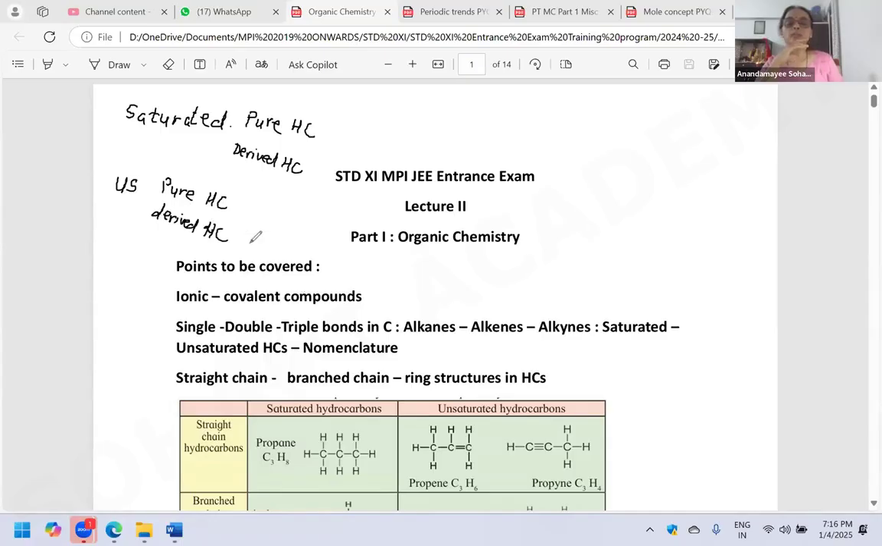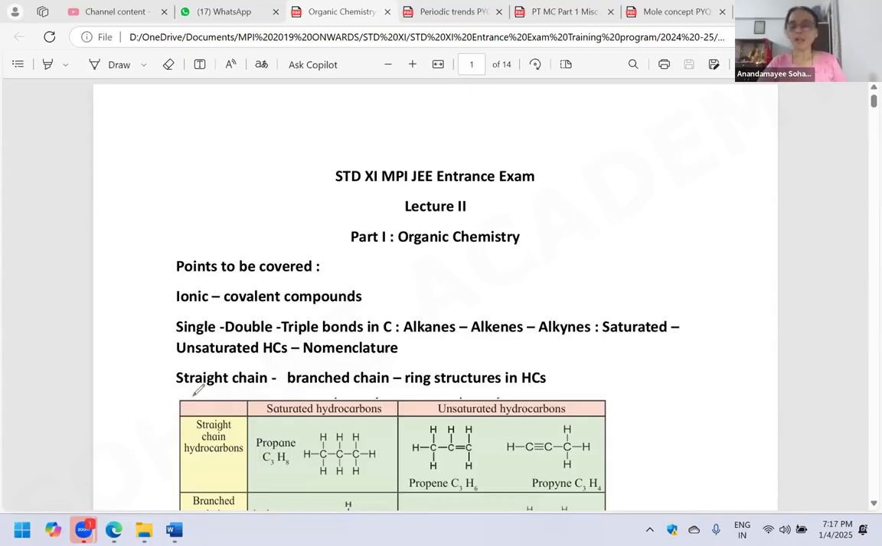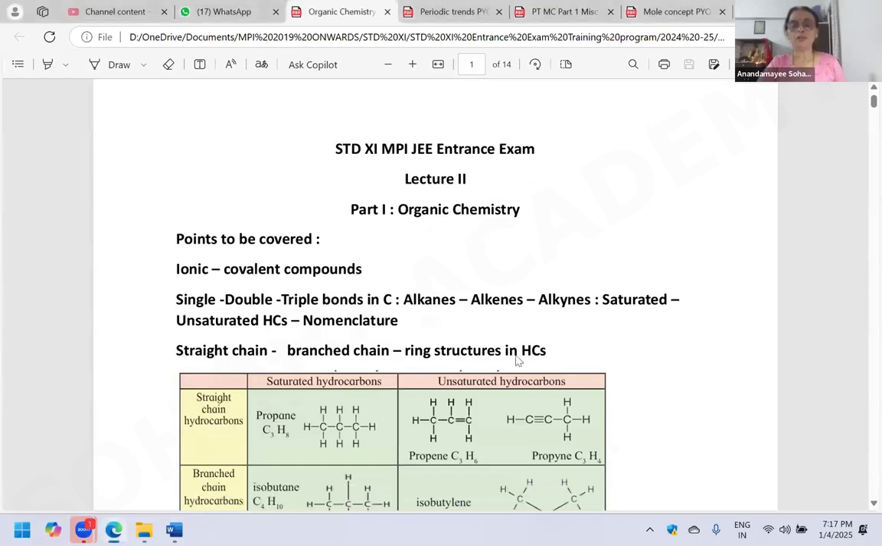Okay, suppose they say there's a saturated derived hydrocarbon. म्हणजे काय आहे? सगळे सिंगल बॉन्ड्स आहेत, पण कुठेतरी एक किंवा दोन ग्रुप्स आहेत हायड्रोजन व्यतिरिक्त. असा त्याचा अर्थ झाला. All right. Then we have straight chain, branch chain, and ring structures for both saturated and unsaturated. Many examples are given in your textbook.